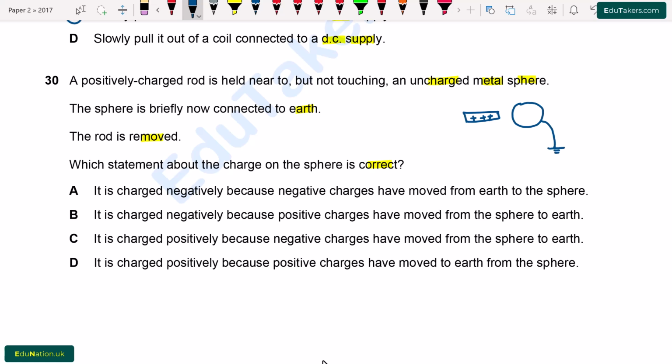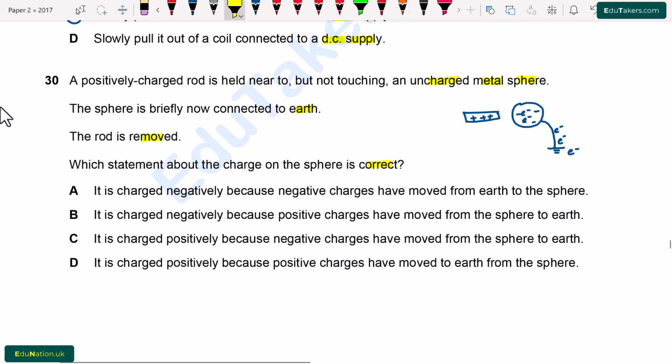So when this positively charged rod is held near to the uncharged metal sphere, then due to the attraction, the electrons from the earth, the negative charges, move towards the sphere and the sphere becomes negatively charged. Now we see the options.